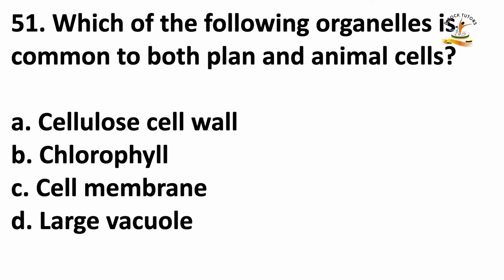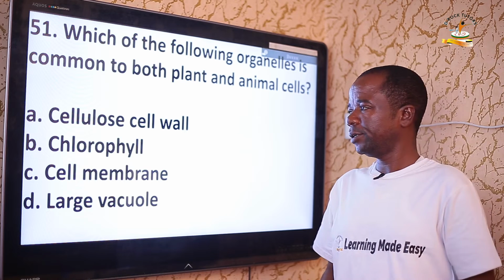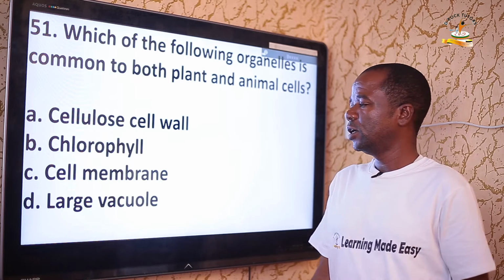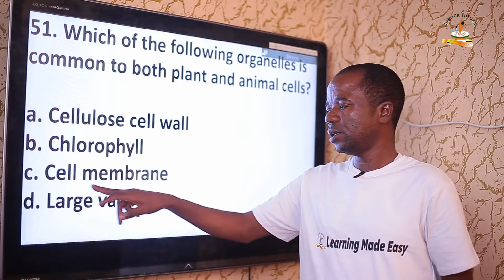Now, let's go to number 51. Which of the following organelles is common to both plant and animal cells? If you look at the 4 organelles, we can see that the only one that is common to both plant and animal cell is option C, cell membrane.